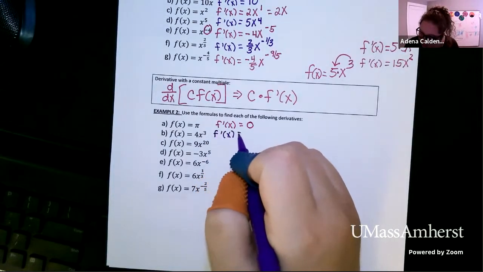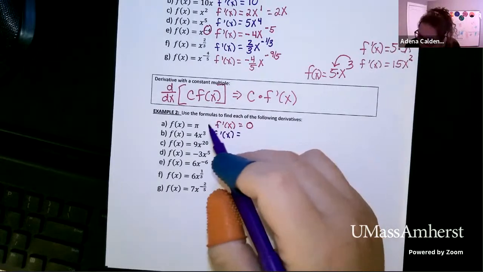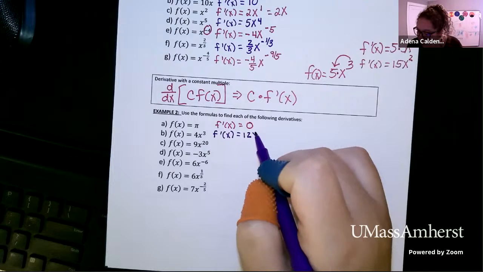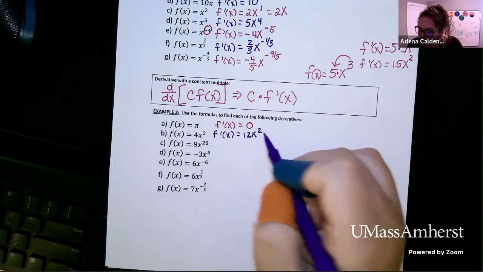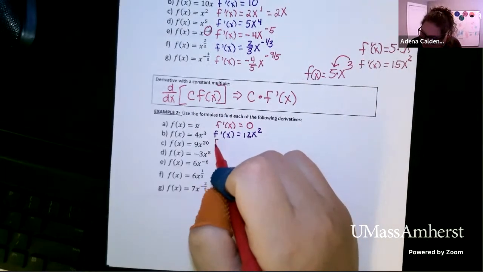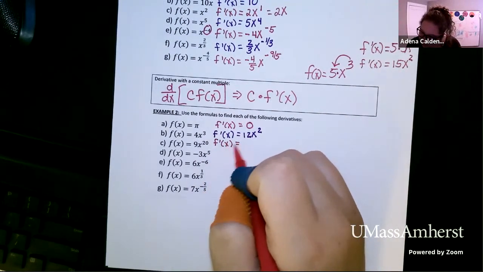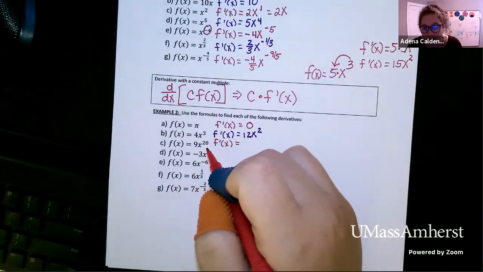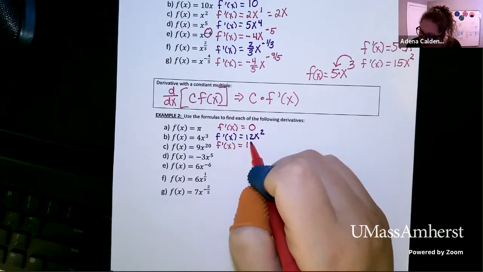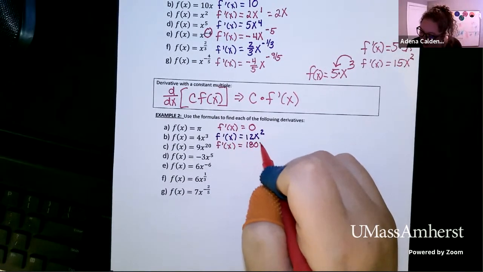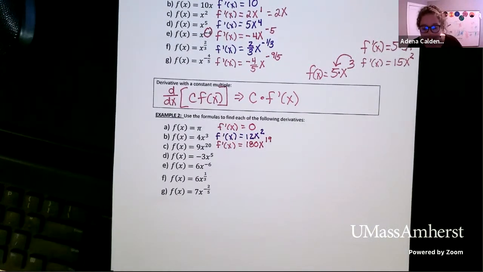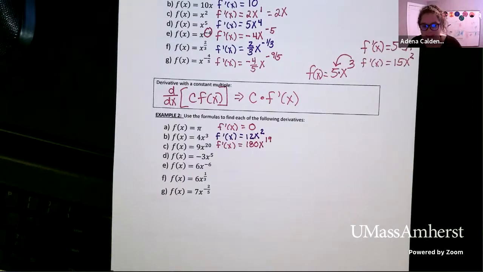For our second function here, we have 4x cubed. So the 3 is going to come down to multiply the 4 to give me 12. And we're going to subtract 1 from the power. So we have 12x squared. For our third function here, we have a 20 up in the power. So when we take the derivative, the 20 comes down to multiply the 9. So I get 180x to the 19th power, because again, 20 minus 1 is going to give me 19.